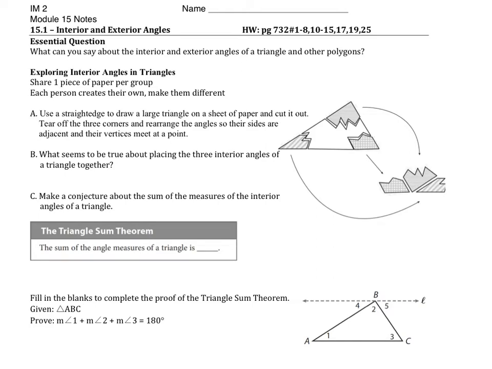As we already saw during our group activity in class, during this exploration of interior angles and triangles, we saw that the sum of the angle measures of a triangle is 180 degrees. So we saw that through our investigation, but let's go ahead and prove that now.